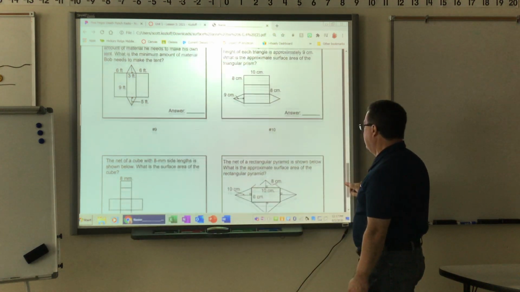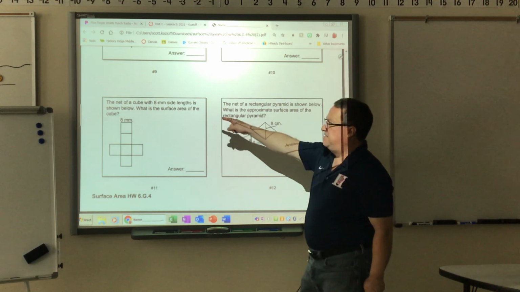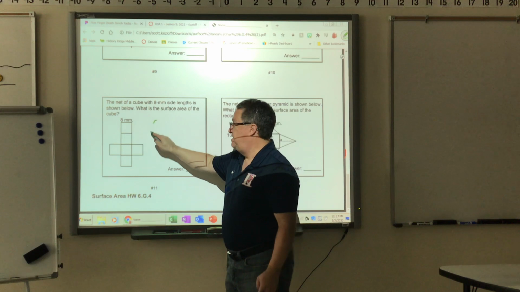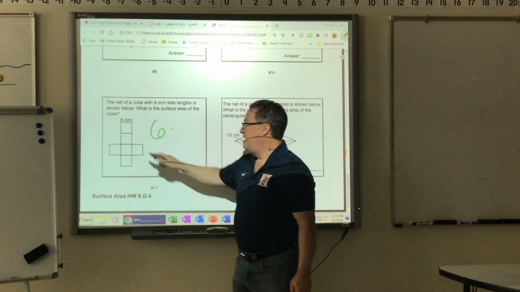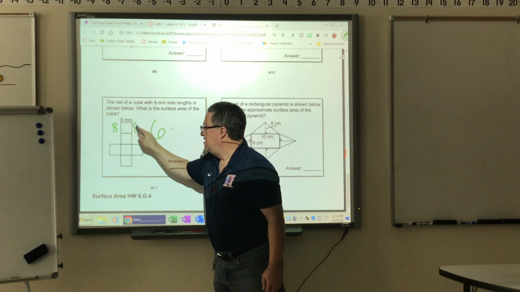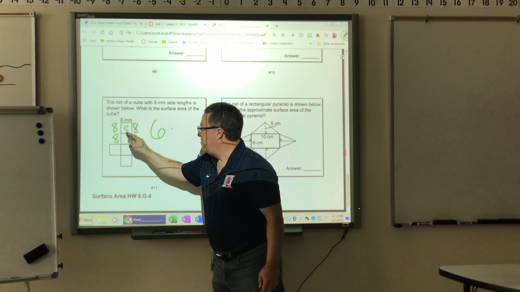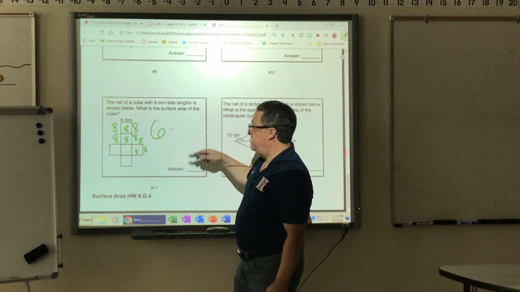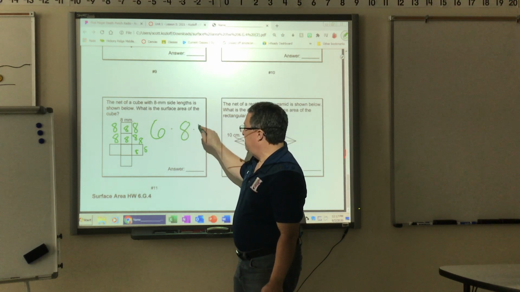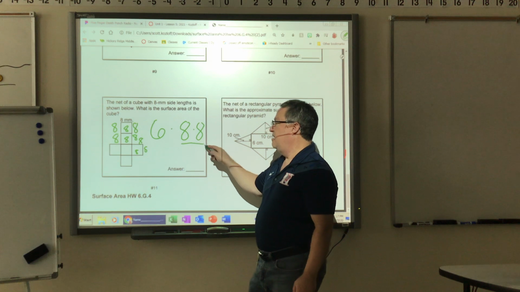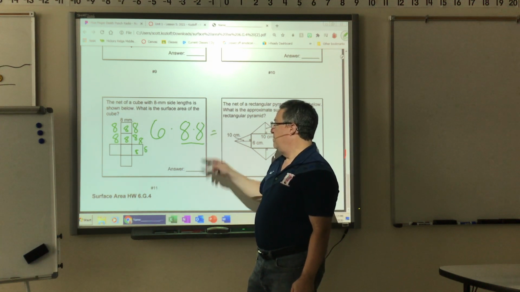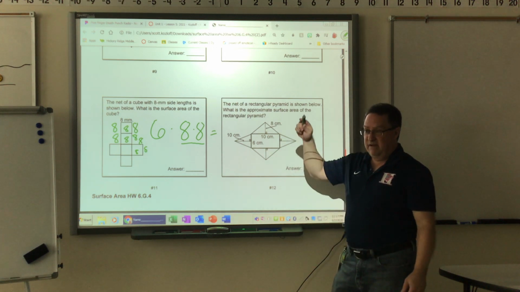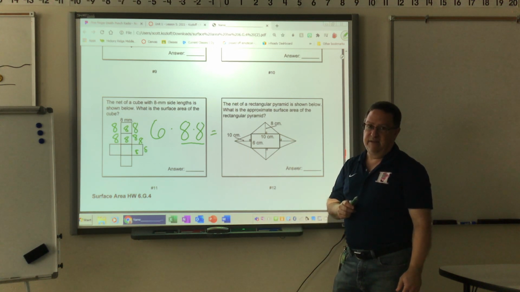Last 2 problems for those of you counting at home. This is a net of a cube. Remember how easy a cube is. There are 6 faces, and each side is going to be 8. So every one of these lines is an 8. So if I take 6 times 8 times 8, which is the area of a square, I'm going to get my actual answer. Or I can take 8 times 8 and add it together 6 times.